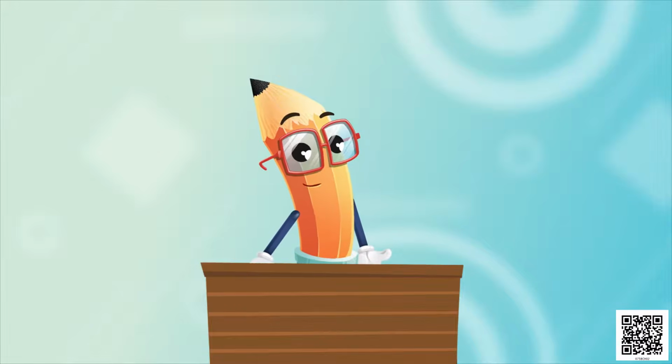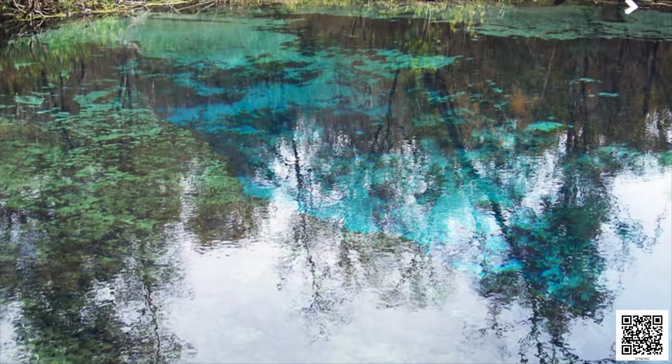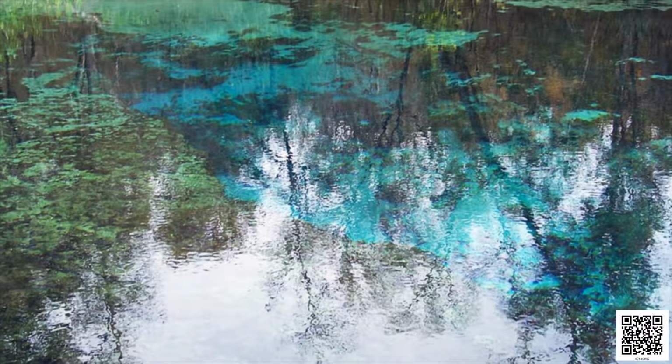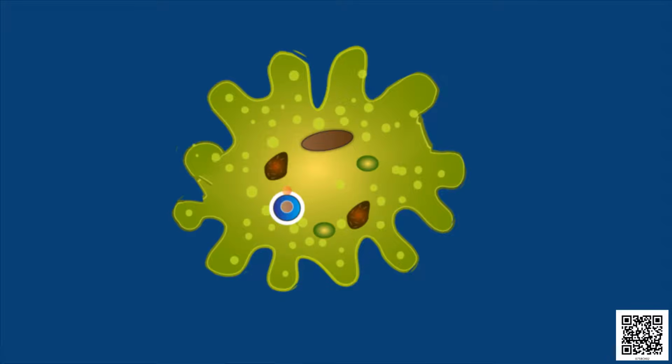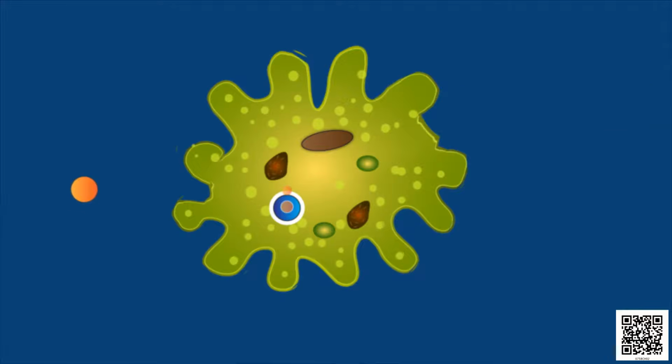Come on, students. Now we will learn about feeding and digestion in amoeba. Amoeba is a microscopic, single celled organism found in pond water. Amoeba constantly changes its shape and position. It pushes out one or more finger like projections called pseudopodia or false feet for movement and capture of food. When it senses food, it pushes out pseudopodia around the food particle and engulfs it.